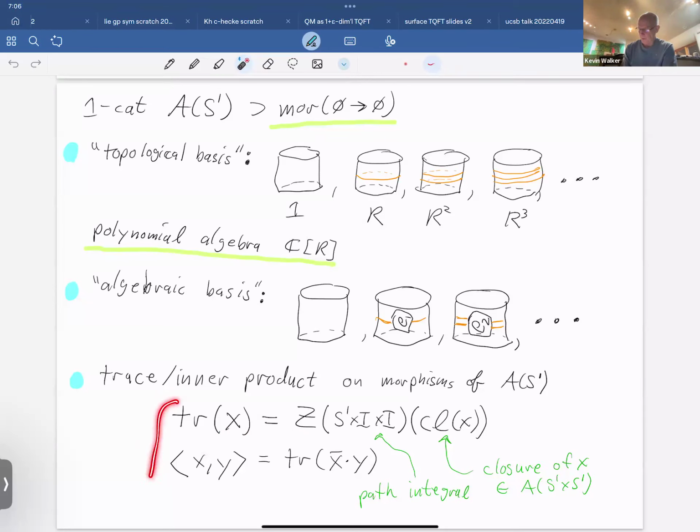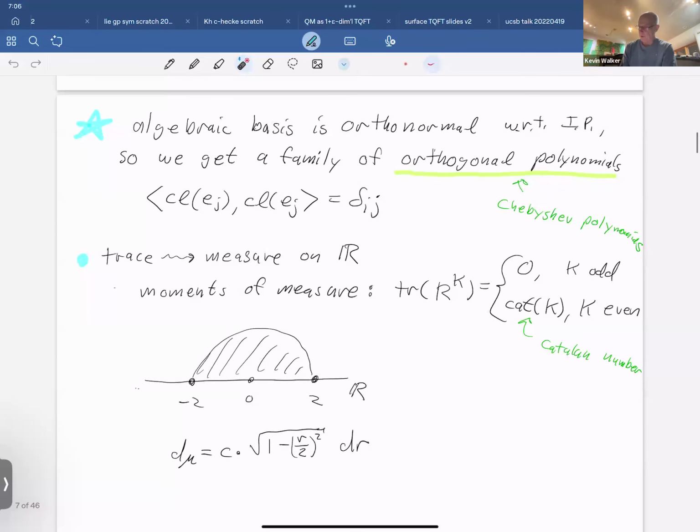S1 cross B2 gives us this inner product, and so these are orthogonal, and if we express one of these in terms of one of these, we get a family of polynomials that's orthogonal, and these are, of course, well-known Chebyshev polynomials. And then we also get a measure on the real line, because this is a one-variable polynomial thing, and as is well-known, we get a measure which looks like the semicircle.